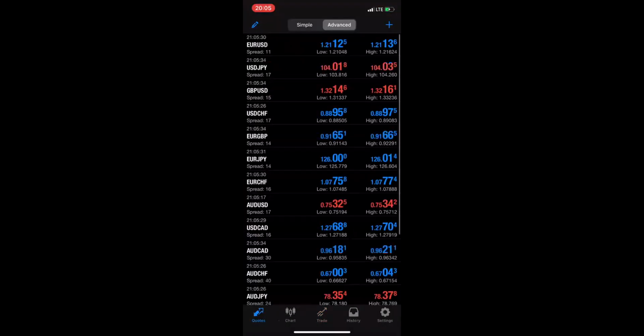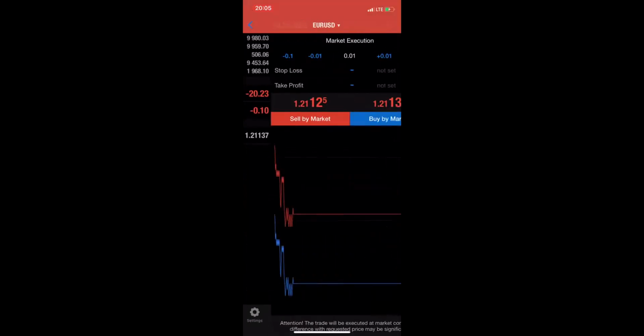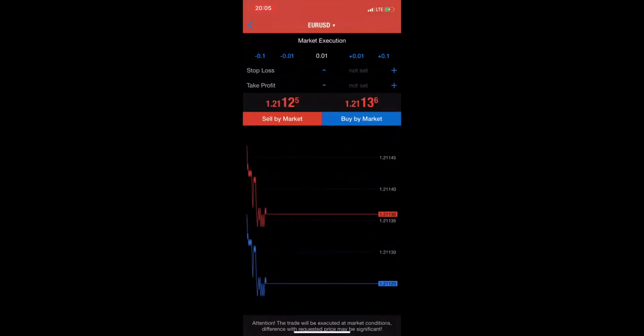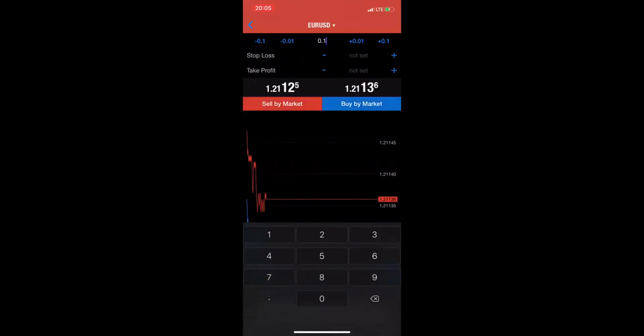Let's do it again. Click on trade or new order. Always make sure that you check your lot size. You can always edit it, but once you enter the trade, you can't edit it again. Always know that once you're already in a trade, you can only close out or partial close. You can't edit again. So once you put in your lot size, you click on sell.